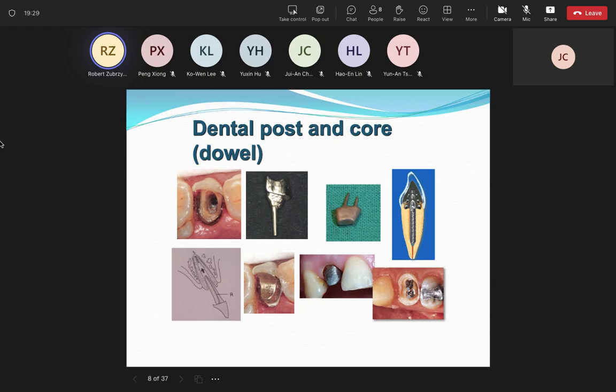The first group, post and core. So it contains a post part and a core part. On the picture on the left and on the top you can see a tooth destroyed by caries, endodontically treated, and we can try to restore it using post and core, and then on it a crown. So many examples of post and core. We have individual, we have standard ones, so many types.